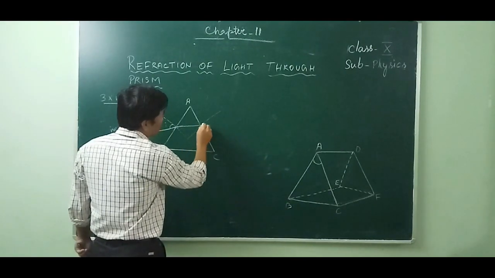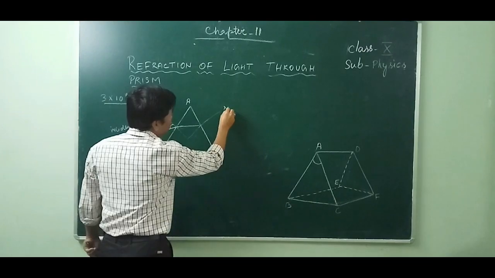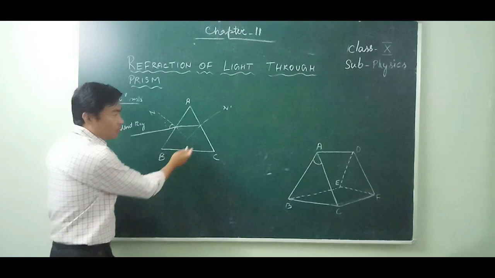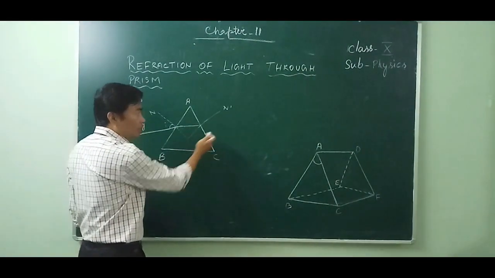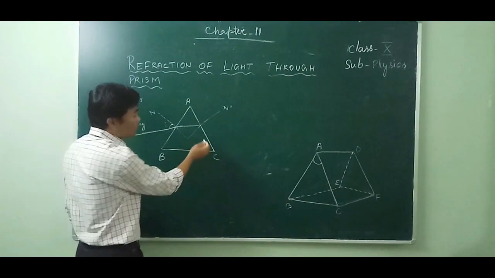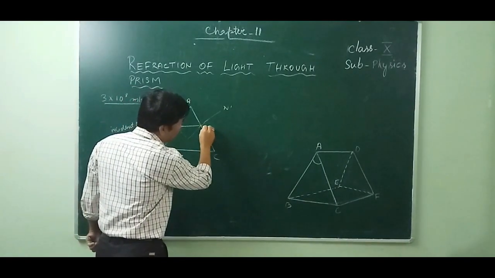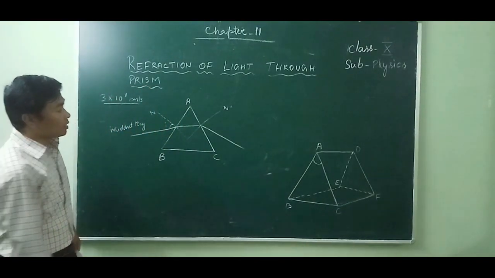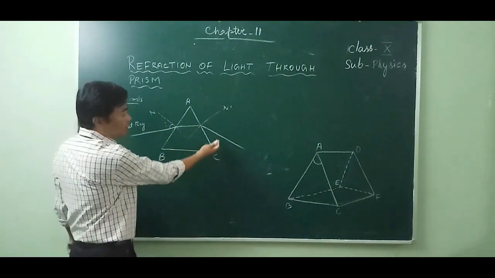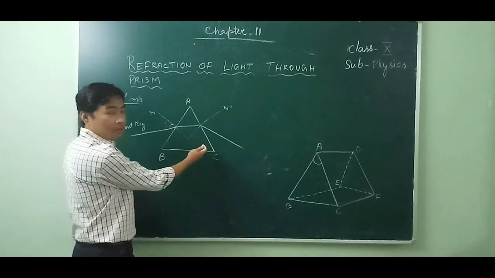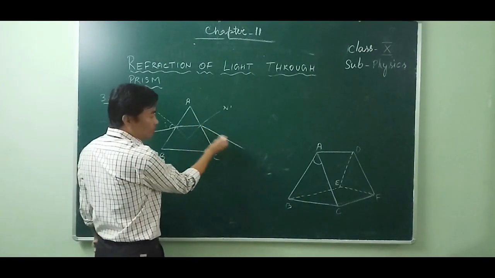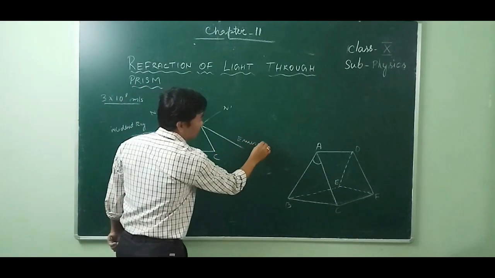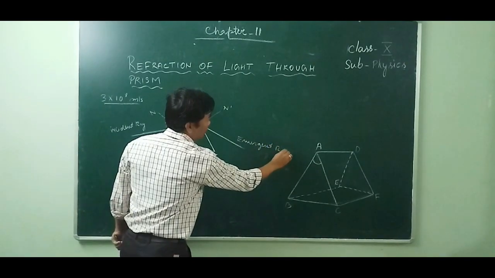Now, in the second case, on the opposite side of the prism, there is a normal here. This is the normal. The light is traveling from the denser medium to the rarer medium. So what happens in this case? The light bends away from the normal. This light ray which comes out from the prism is known as the emergent ray, which emerges out. This is known as the emergent ray.